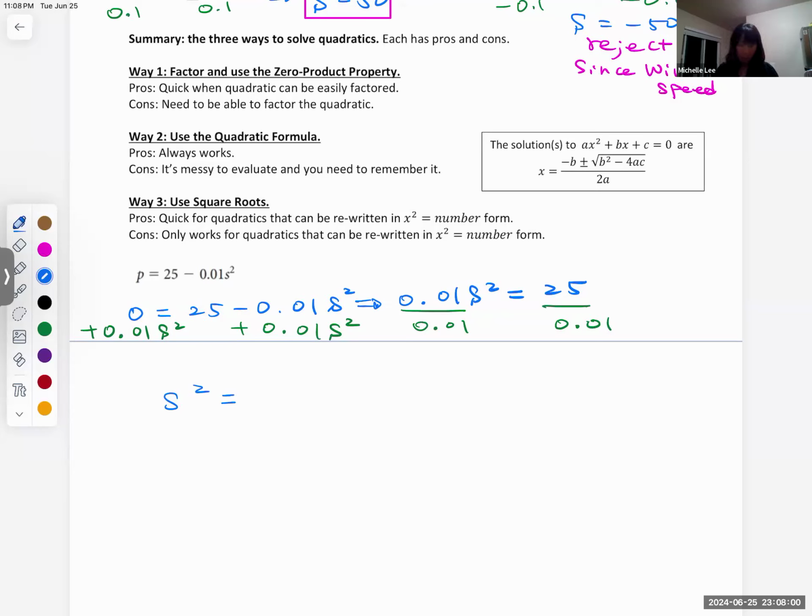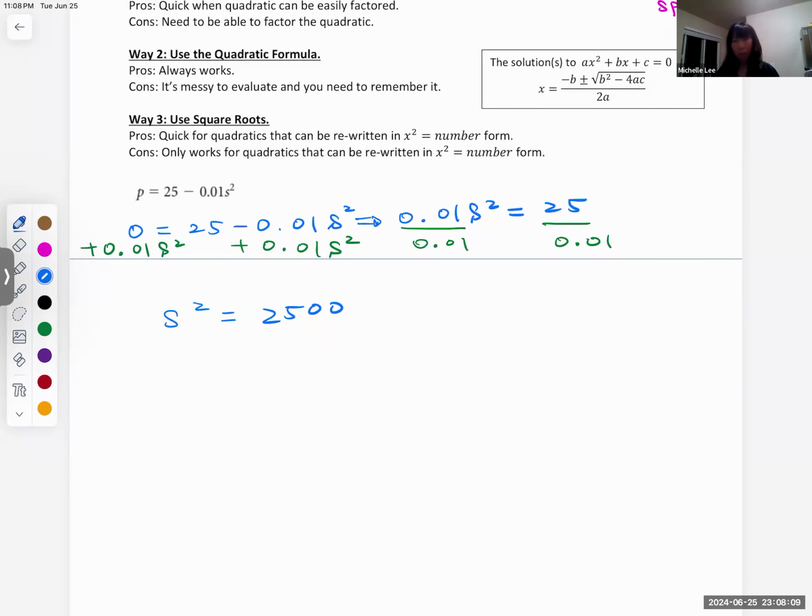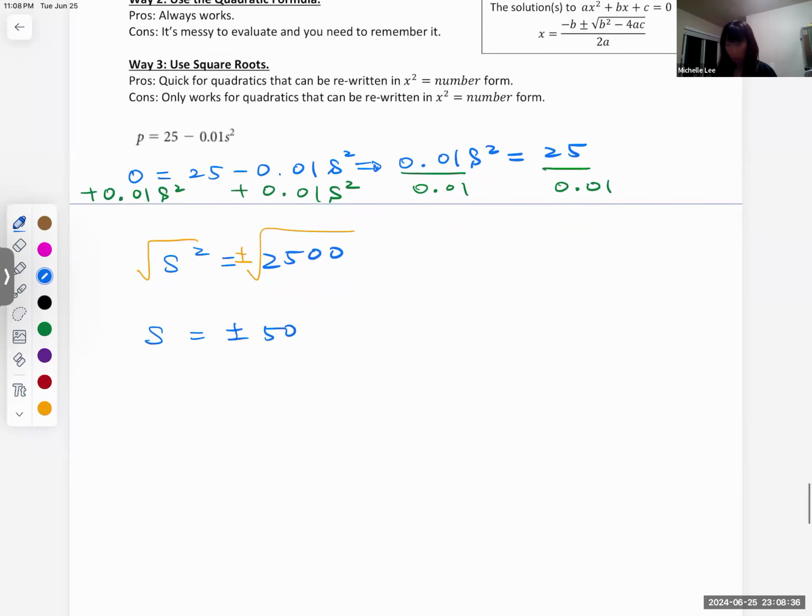25 divided by 0.01. So we get 2500. Then how do you solve for s? We take the square root of both sides, and the other side is plus or minus, right? So we have s equals the square root of 2500, which is 50, so same as plus or minus 50. So we want only s equals 50 for wind speed.